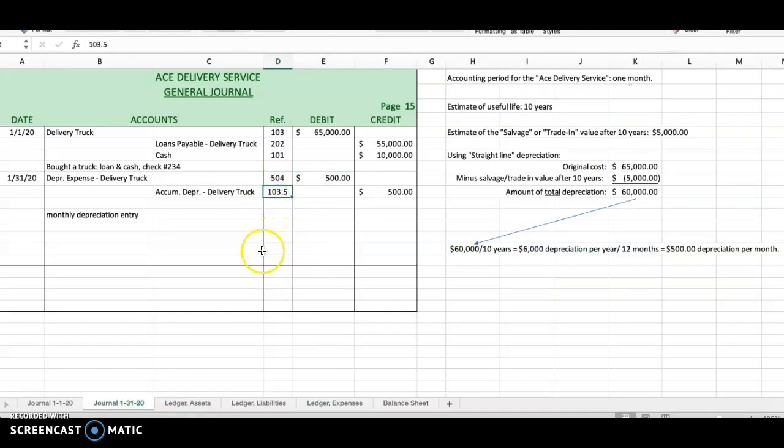Then let's go to this one. The accumulated depreciation for delivery truck has a new kind of account number, 103.5. That will be new to you. So let's see what happens here.